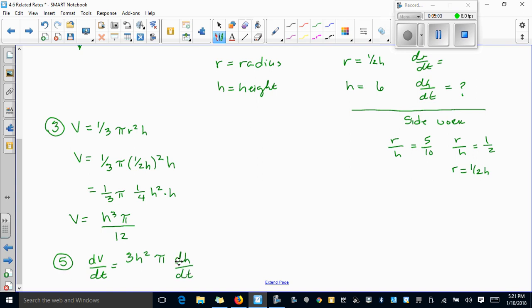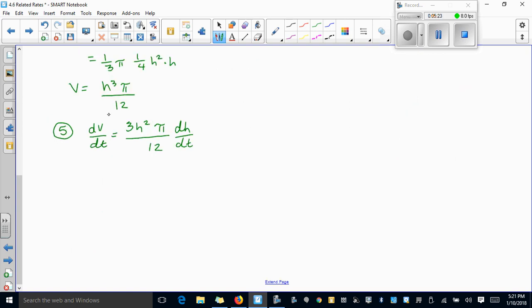We can reduce this and make this problem a little more suitable to work with. So we have dV dt equals, my 3 and 12 can cancel out, and so I'm left with h squared pi over 4 dH dt. And we're now ready for steps 6 and 7, which is substitute and solve.